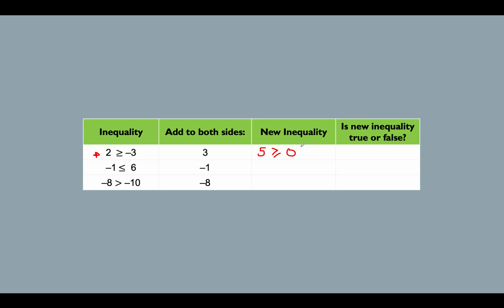This last column is asking you to evaluate the new inequality and decide for yourself, is it true or is it not true? Is 5 actually greater than or equal to 0? Well, the answer for that is yes. So we can put true in this box here. Go ahead and work through the next couple inequalities by yourself. I want you to pause the video, and then we'll come back together and see what answers we get.